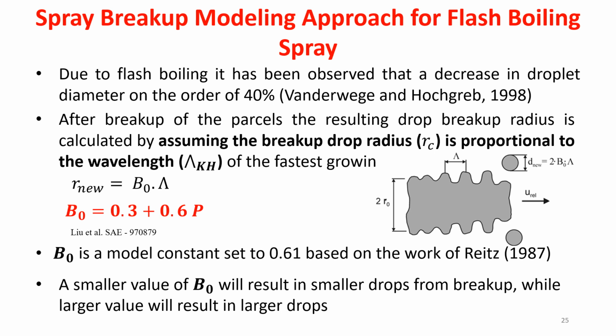B naught is a model constant which is usually used as 0.61 by most of the literature. Here we need to understand one thing, that the B naught of 0.61 is suggested based on the work done by Reitz on a diesel injector. The diesel injector is totally different than the gasoline injector. Liu et al. have also suggested an equation to consider the B naught value depending on the injector, which suggests that there is a scope in varying the B naught value. A smaller B naught value results in smaller drops from the breakup, and vice versa.